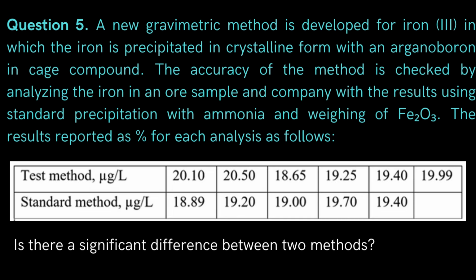The concentration of iron found by your test method is 20.10, 20.50, 18.65, 19.25, 19.40, 19.99, and the standard method gives the results of 18.89, 19.20, 19.00, 19.70, 19.40. Then the question is: is there a significant difference between the two methods?